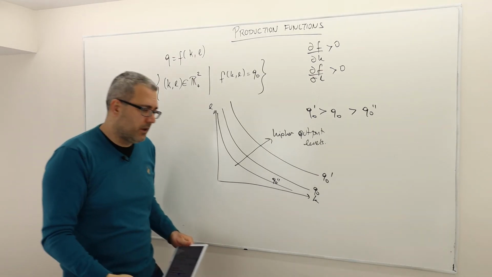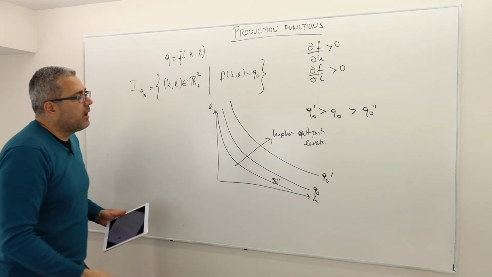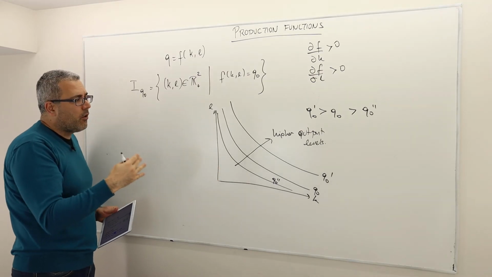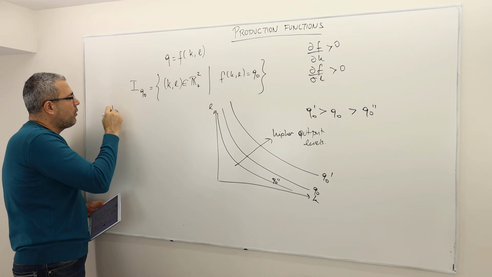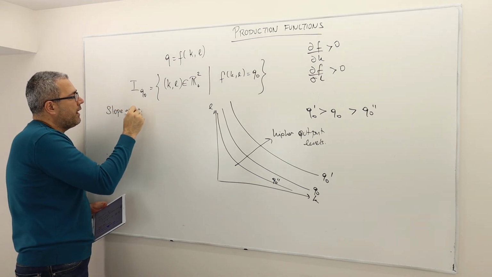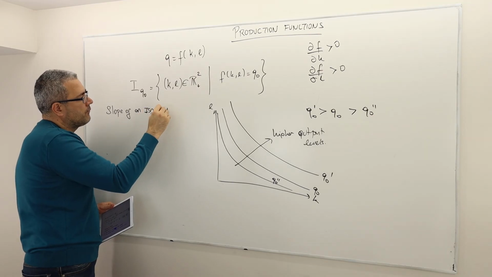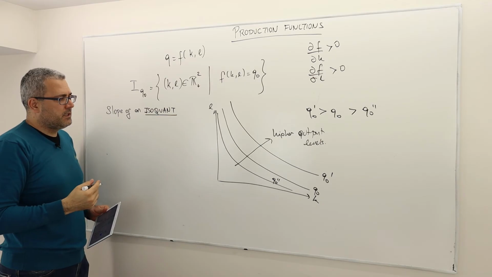Okay, so I am skipping all these rather fast, maybe, because almost all these notions are familiar to us from the utility theory or the demand theory. Well, if you remember, we had the indifference curves, and then we talked about the slope of an indifference curve, right? So here we're going to talk about the slope of an isoquant. So what is the slope of an isoquant?